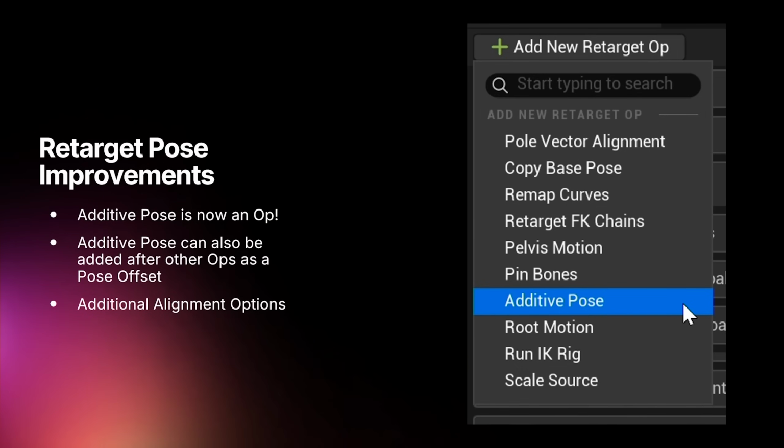Retarget pose improvements. Additive poses are now a thing. So you can add these as ops, and you can do them in any part of the ops. Let's say you wanted to do an additive pose between the FK and the IK. You can do that. And we have some additional alignment options as well, especially if you have characters that have kind of a same skeleton, but just are different lengths.